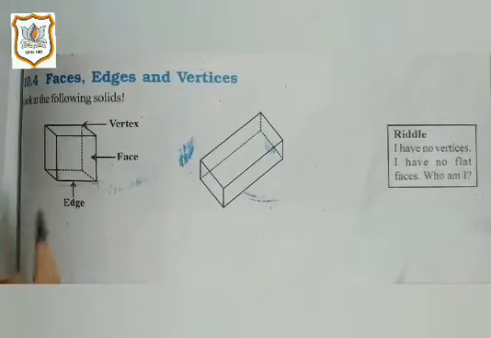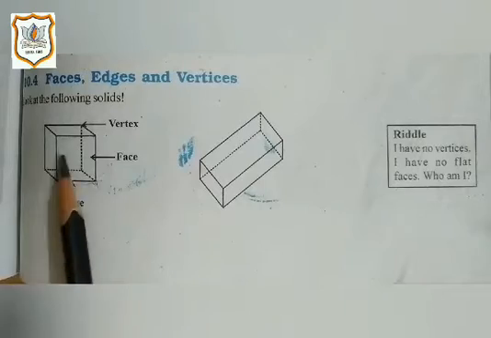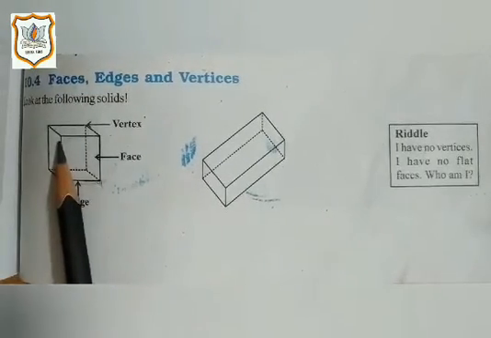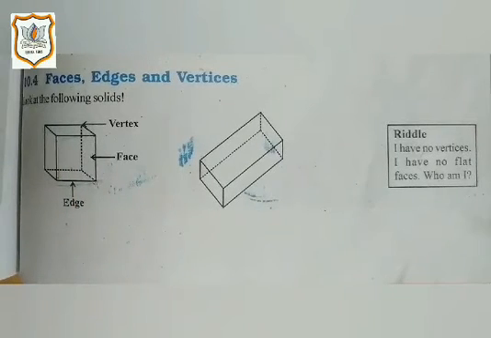Clear? Faces means flat surfaces enclosed by edges, and a face of a solid shape is a plane or 2D figure. Vertices are the corners where the edges meet, and the line segments are called edges.